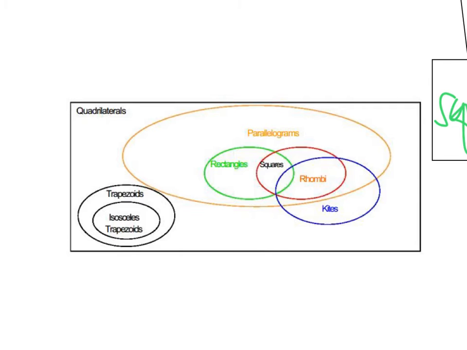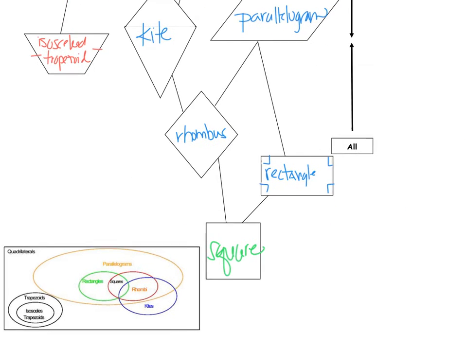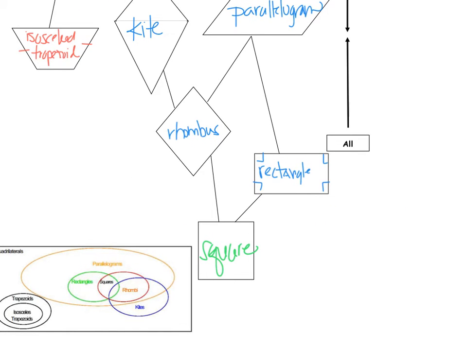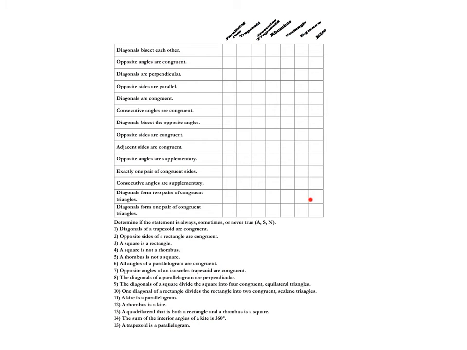Okay, same thing over here. So a parallelogram is sometimes a rectangle, or sometimes a rhombus, or sometimes a kite. But if I start with the square, then it's always a rectangle, always a parallelogram, always a quadrilateral. Remember that going from down to up is always true.